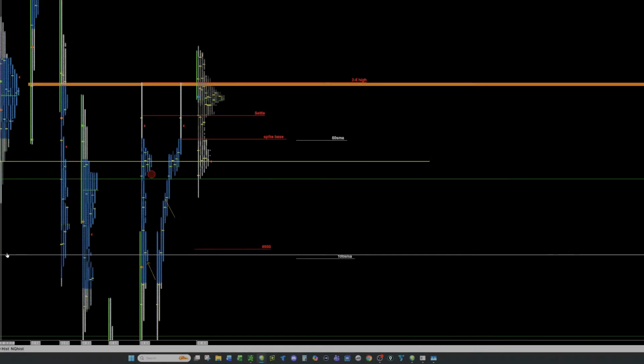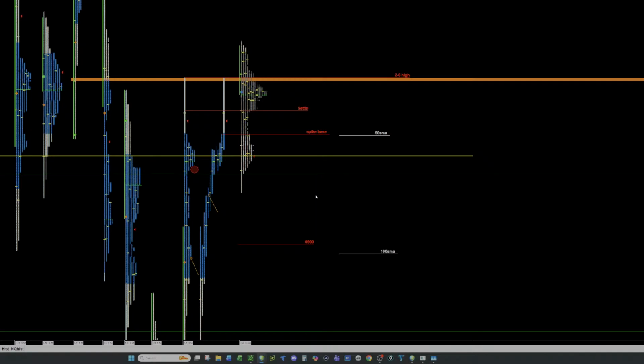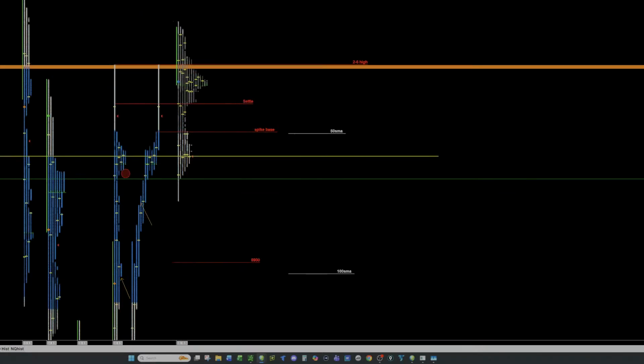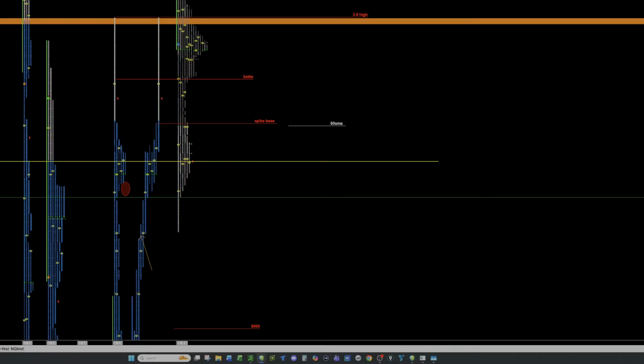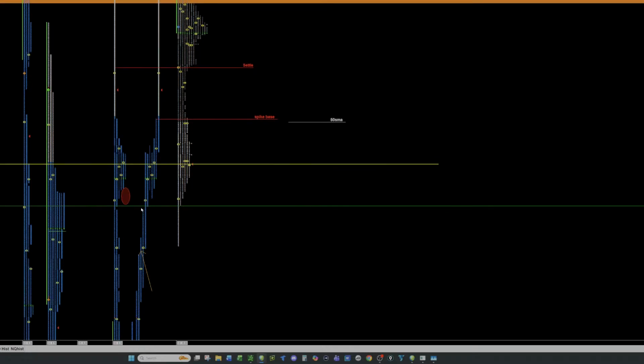Let me maximize this chart. What I have here is this little tiny opening here, right? This day has a distribution actually. This upper side has an opening here, single prints, maybe two ticks, something like that. So basically, I've got two references here to monitor today as the market opens. One is the spike here.